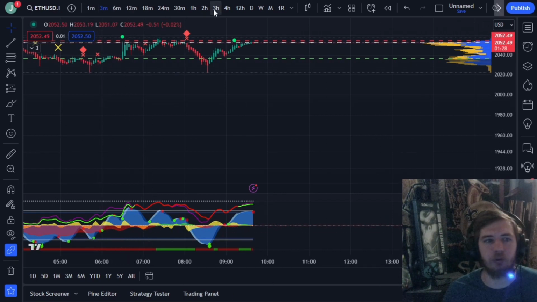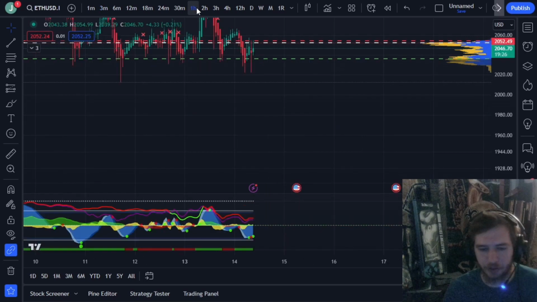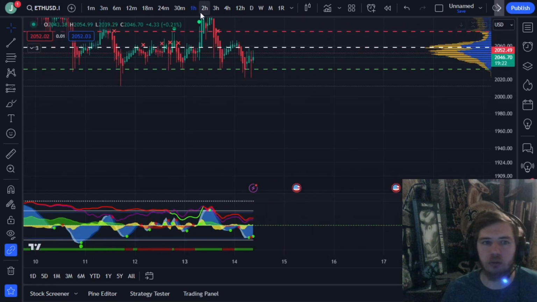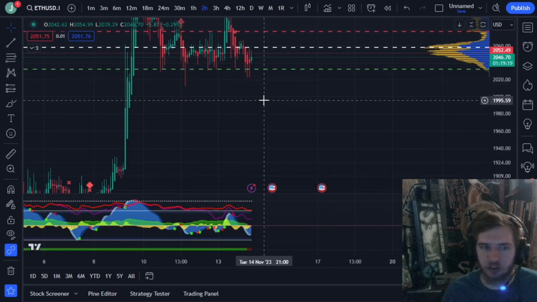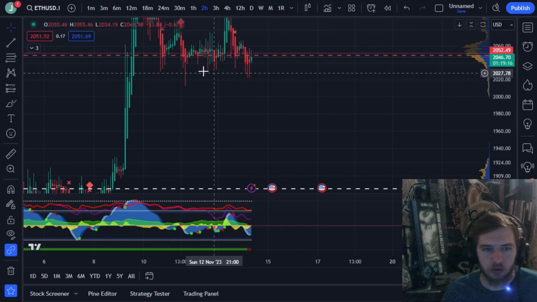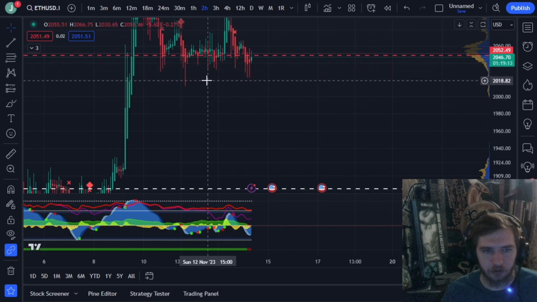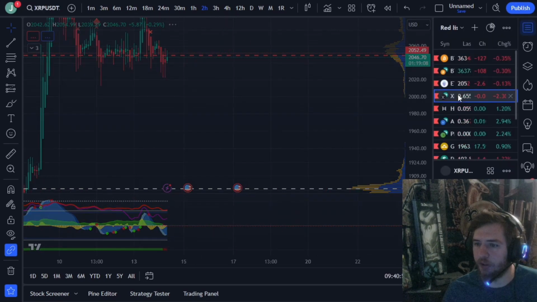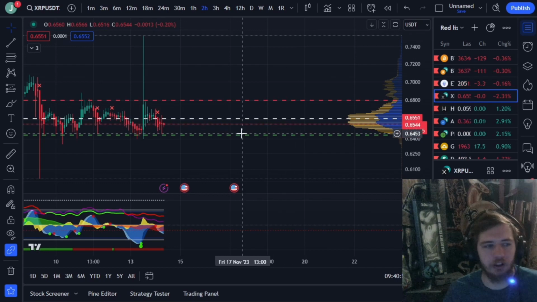But that's not what we're here to worry about. What was it? Bullish divergence on the 2 hour for Bitcoin. I don't really see anything there. I see sideways movement for Ethereum, honestly. See it moving sideways.